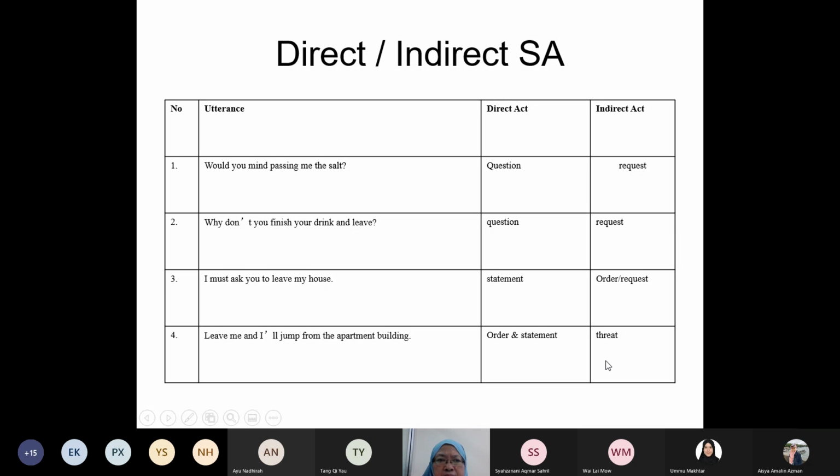So as social beings, when people say this to us, because we have been brought up in a culture where we are taught to request, we know how to order, and we are able to give out threats, we understand the direct and the indirect. But for learners of a second language, they might get the direct act, but depending on their proficiency, they might not get the indirect act.